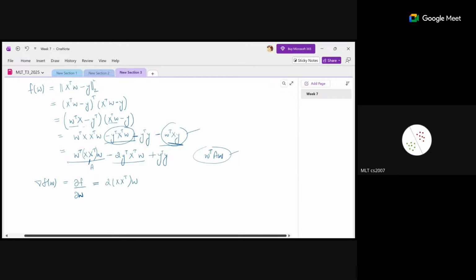Now, if you look at the other part, which is 2 times y transpose X transpose w, it is just 2 times y transpose X transpose, because you're differentiating with respect to w. Now we equate it to 0 and we just solve for it.